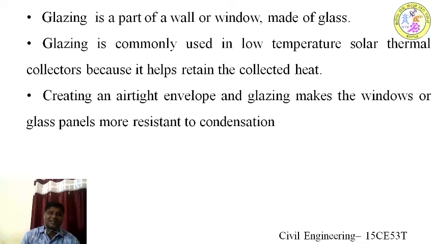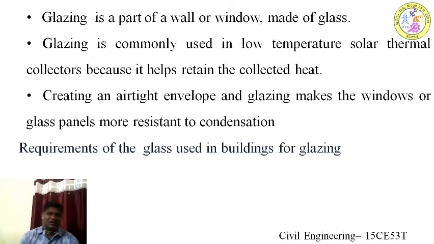It also resists condensation inside the building as it is an airtight envelope. Since it is a closed envelope, there will be more chance of corrosion from particles inside the building. There are some requirements for glass to be used for glazing. The glasses that will be used are of size 600 by 600 mm or 900 by 900 mm, and they should have a minimum strength of 5.5 kg per square centimeter when tested in the lab.